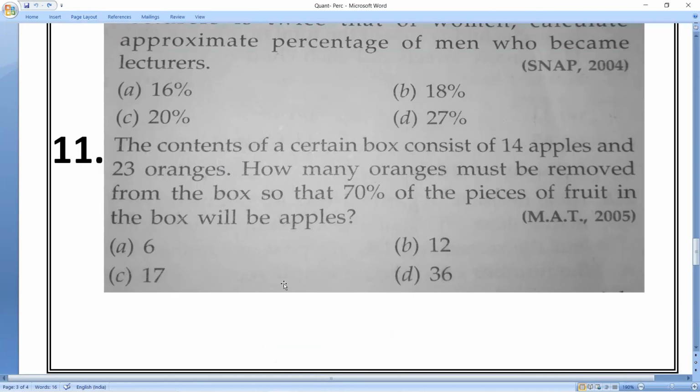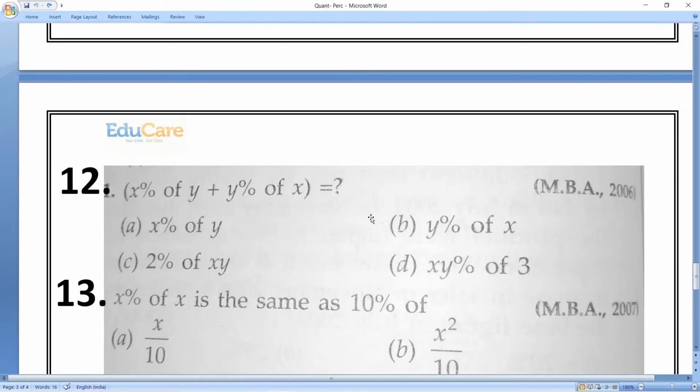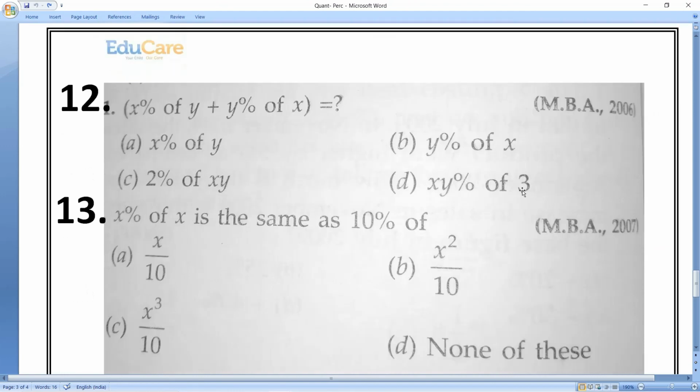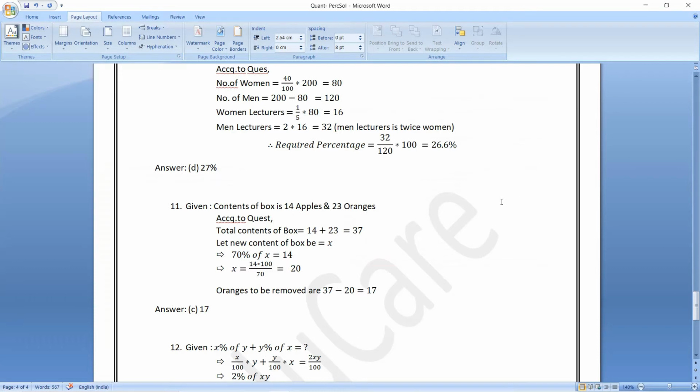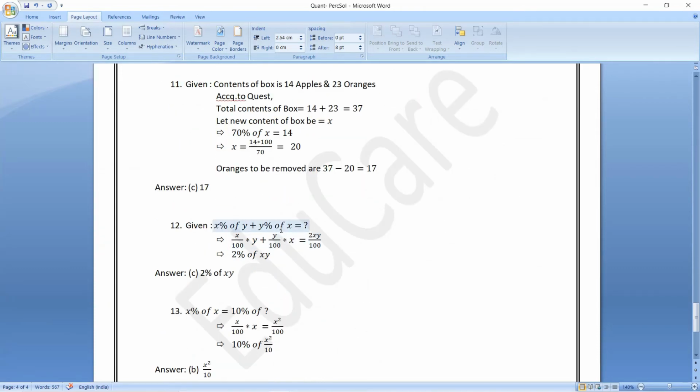Okay. Now question number 12. x% of y plus y% of x equals how much? Once again, an easy one. x percent of y is x by 100 into y, plus y percent of x, y by 100 into x. By solving this, we have xy by 100 plus xy by 100, that is 2xy by 100.